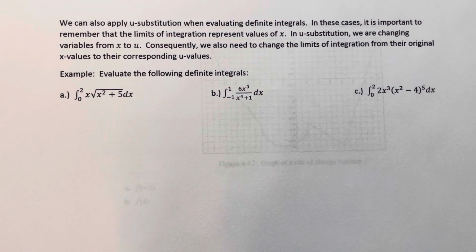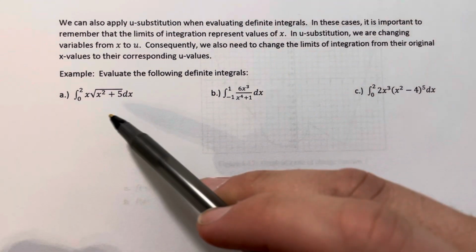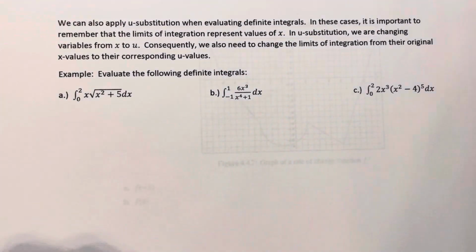But I want to do it in the case of definite integrals. And there's something important to pay attention to if you're going to use a u substitution with definite integrals. The issue is that when you're doing a definite integral, the limits of integration, like in this one, I have 0 and 2 as my limits of integration. Those are values of x.